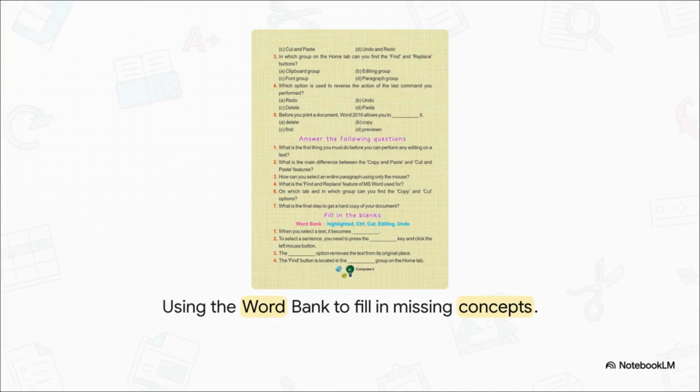All right, using our word bank, let's solve these fill in the blank sentences. Number 1, when you select text, it becomes, yep, highlighted. Number 2, to select a sentence, you press the Control key and click. For number 3, the Cut option removes text. And finally, number 4, the Find button is located in the Editing group. Simple enough, right? It perfectly reinforces our core toolkit.